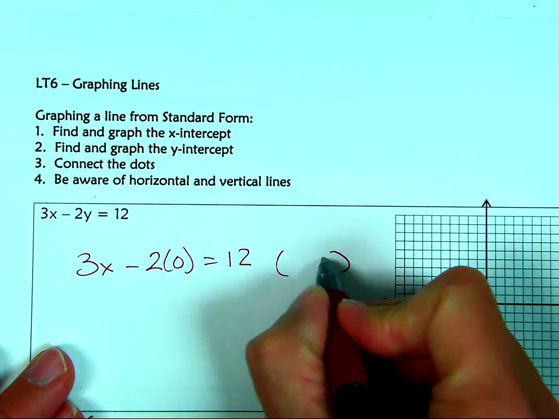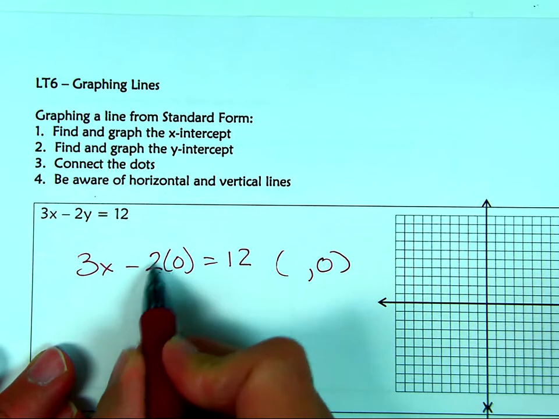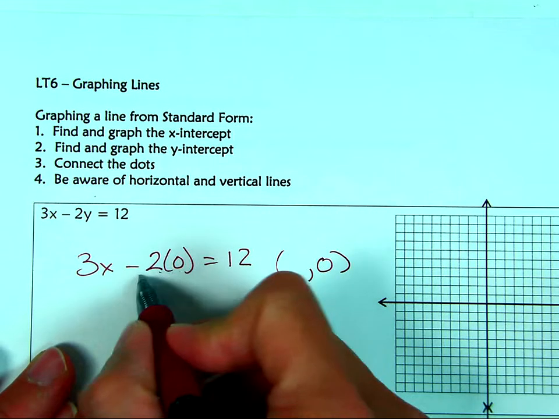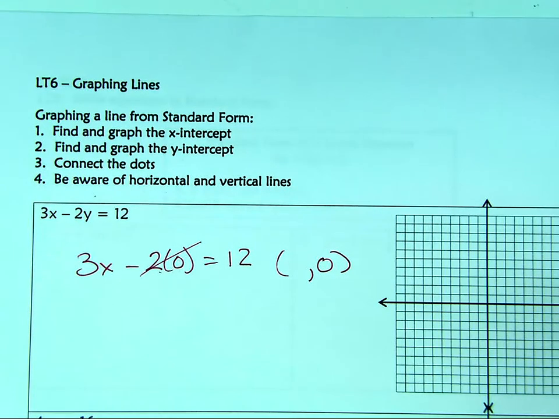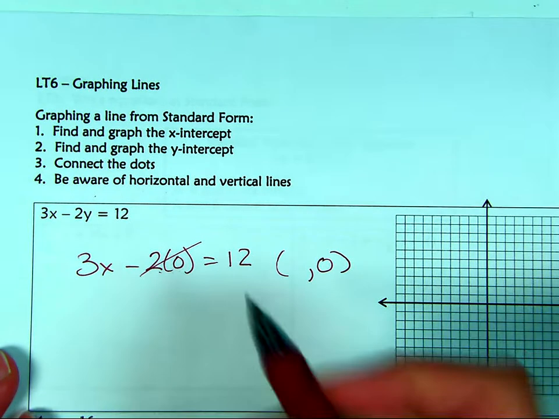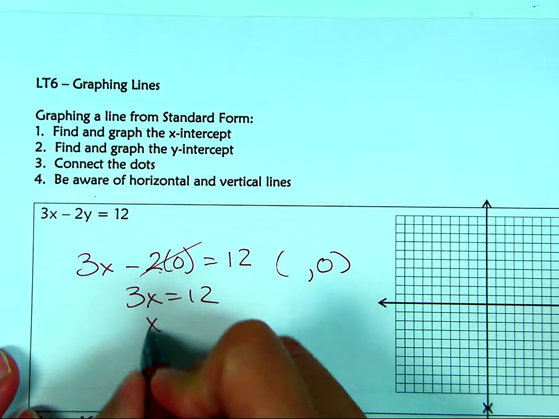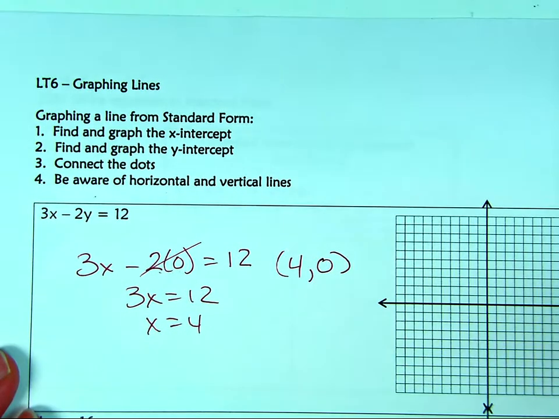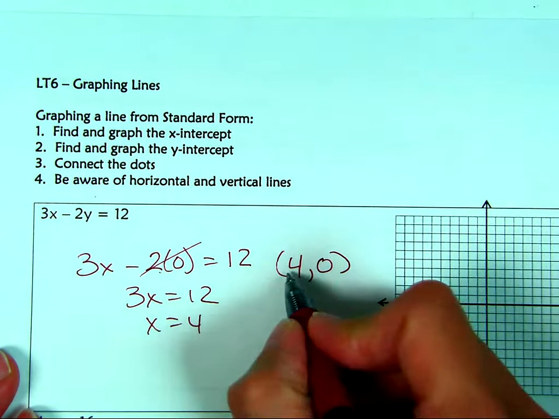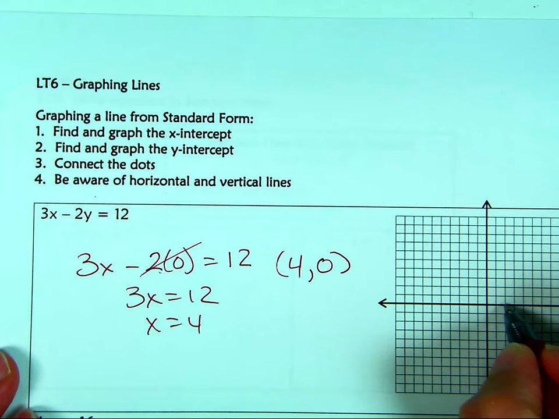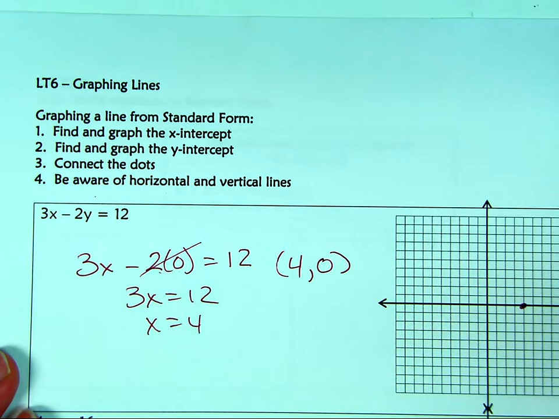Notice I plugged a 0 in for y. So I'm trying to find x. Okay, so 3x equals 12, so x equals 4. I have now found my x-intercept, right? Because I have the x, so I'm going to go over on my graph 1, 2, 3, 4, and I'm going to make a little dot.